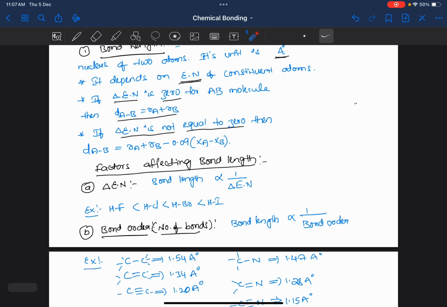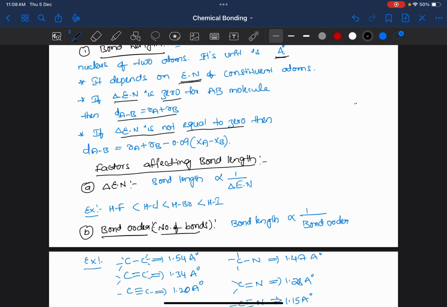Now, which factors affect the bond length? These factors are very important. With these factors, we can say for which molecule the bond length is more and for which it is less. The first factor is electronegativity difference. Bond length is inversely related to electronegativity difference, meaning that on increasing electronegativity difference, bond length decreases. This will be explained with an example.